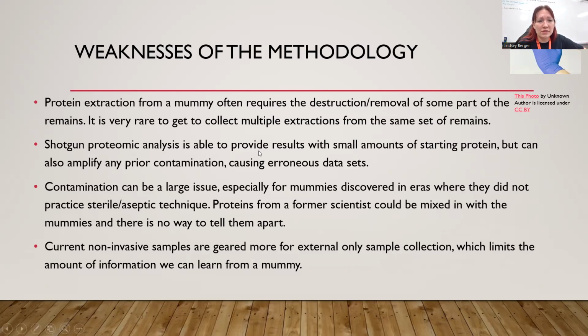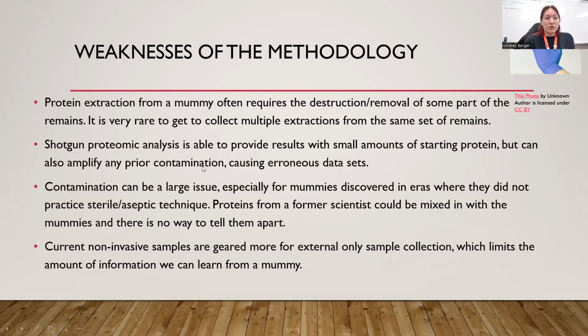Shotgun proteomic analysis does work kind of like PCR for DNA, where you can start with very, very small amounts of protein, and it gives you a pretty good result at the end. It can extrapolate from that, but the problem is it can't separate from contamination. So if you have contamination in there with your small amount of starting protein, you're going to amplify the contamination, and then your data isn't good. So that needs some improvements.